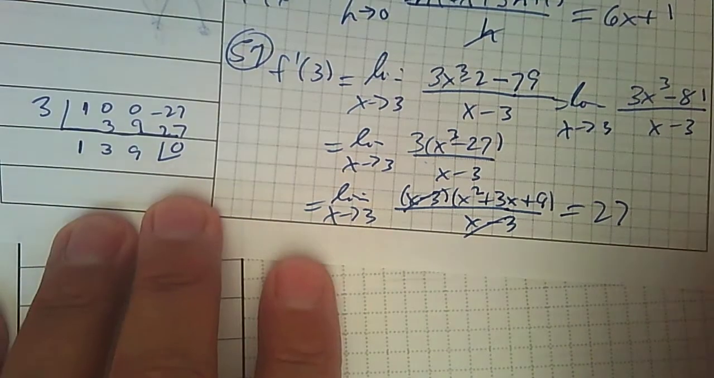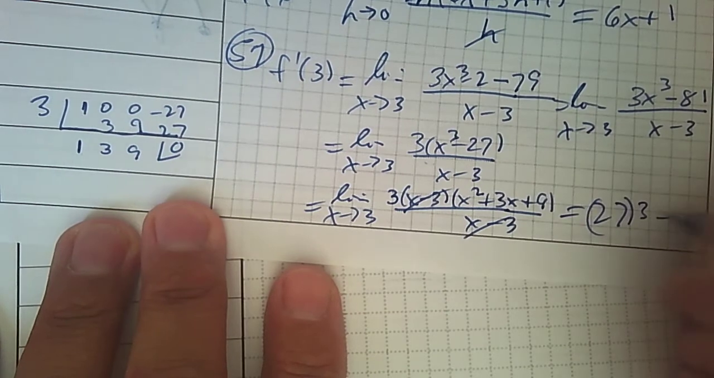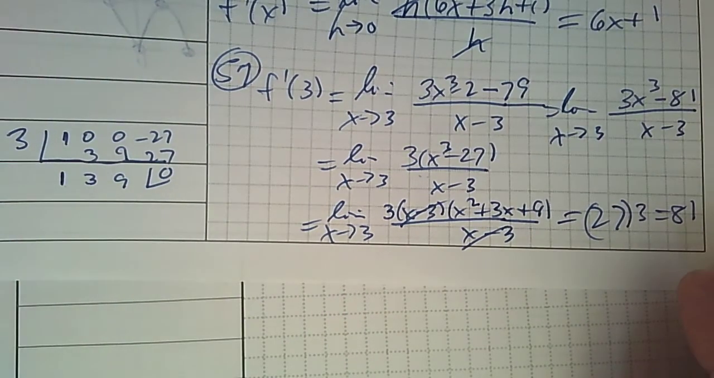Oh, do you know what I forgot? There's a 3 in front. So there's still a 3 that you multiply that time. So it's 3 times 27. So the answer is 81.